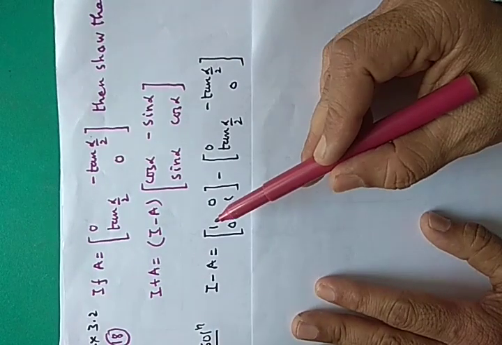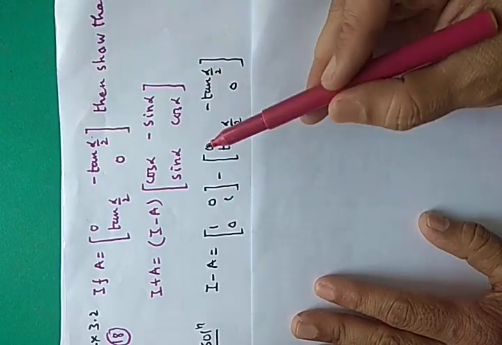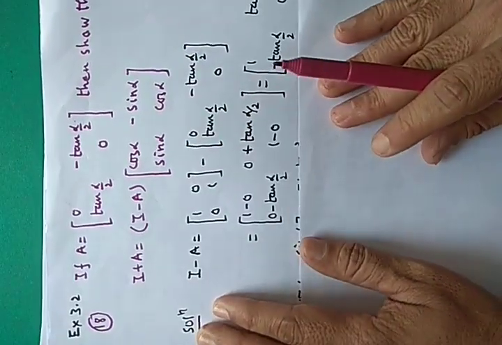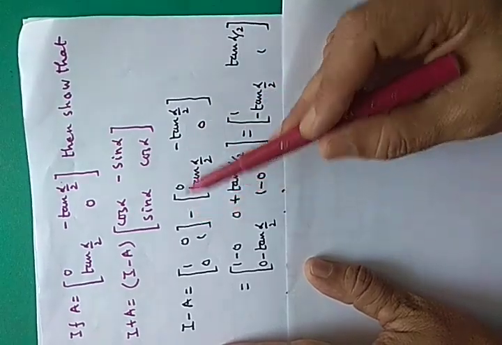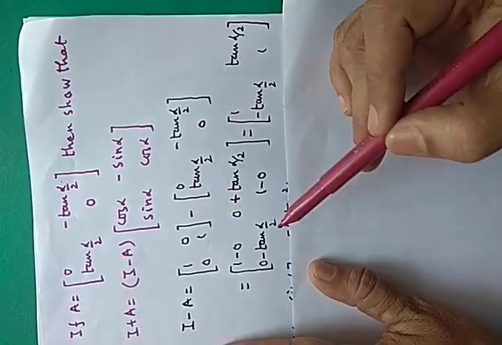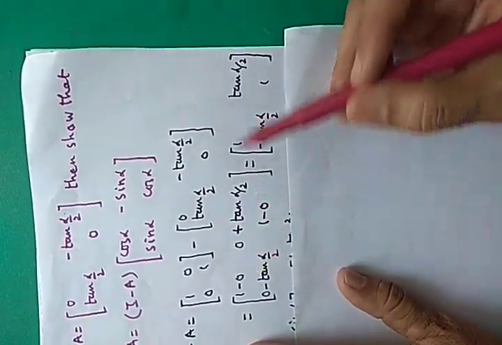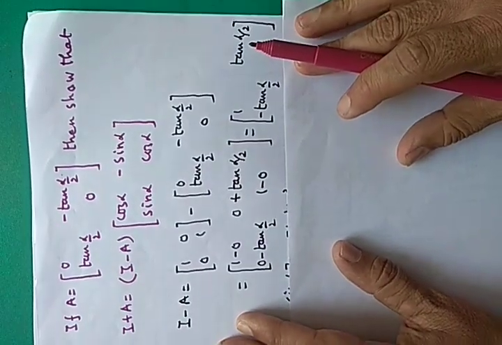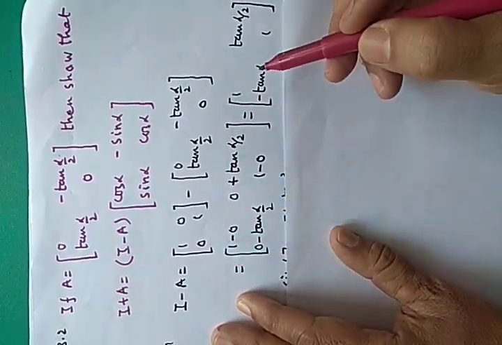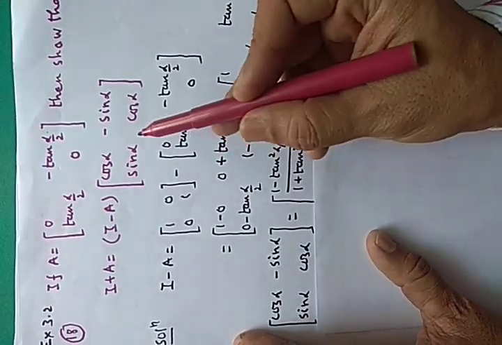So I minus A, this is matrix I minus this matrix A. So 1 minus 0, 1 minus 0. Then 0 minus plus tan alpha by 2, 0 minus tan alpha by 2, 1 minus 0. So it will become 1, tan alpha by 2, minus tan alpha by 2, 1. So this is the value of which matrix? I minus A.